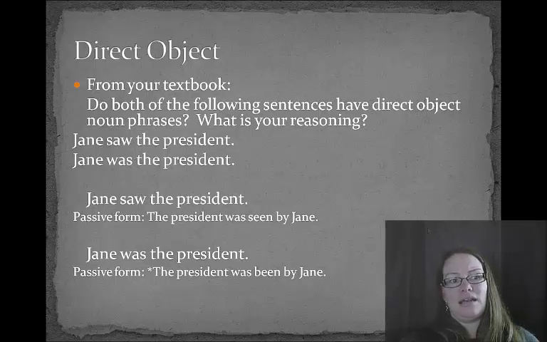How about the second sentence? Jane was the president. The president was been by Jane. Nope, that doesn't seem to be grammatical in English. So that one again doesn't seem to be a direct object. It looks like a direct object, but in this case where we have a copula verb, I'd say, ooh, let's double check and see if that's a complement, if it's just giving us information about Jane.